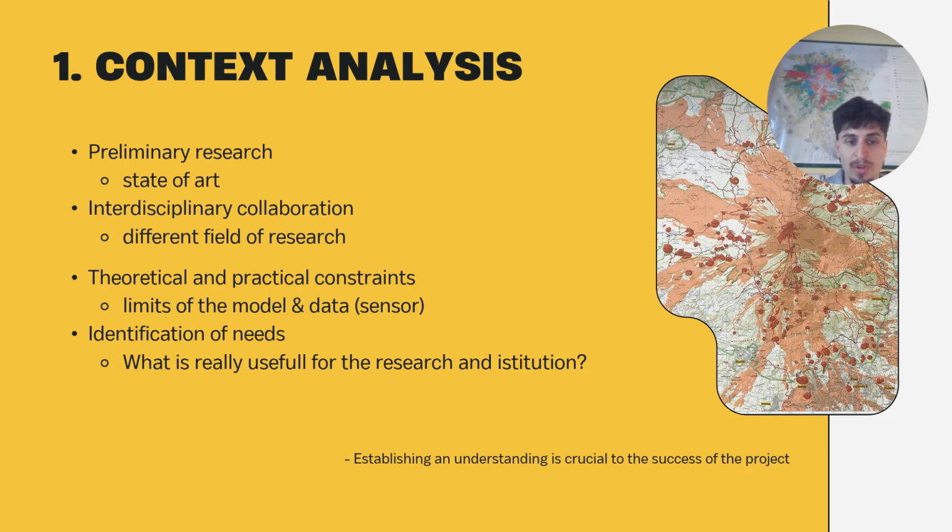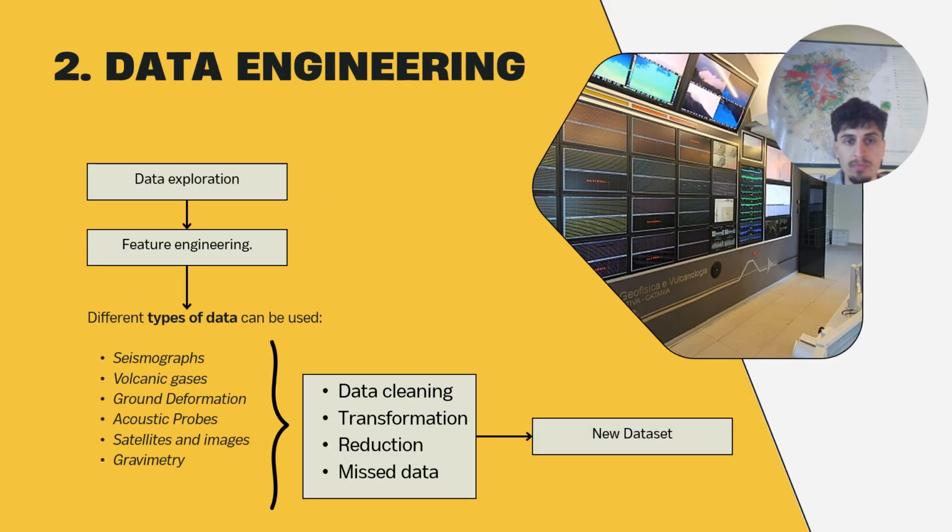Step 1, context analysis. I'm doing preliminary research, studying the state of the art, and finding an interdisciplinary collaboration team with different minds from different fields of research. Doing so, we can find the theoretical and practical constraints, for example, limits of the model and of the data sensors, and also identification. We need what is really useful for us, for the research and the institution.